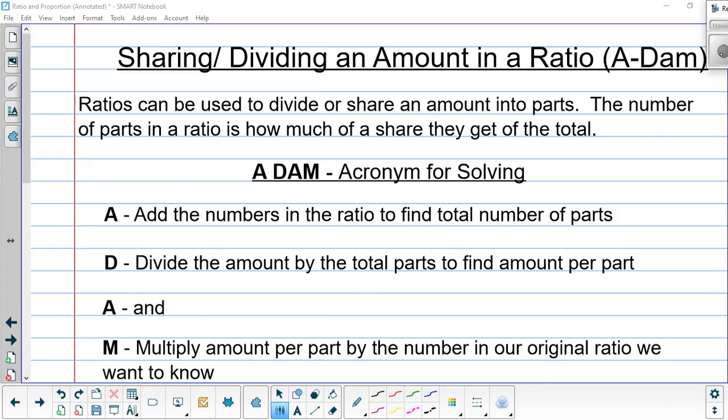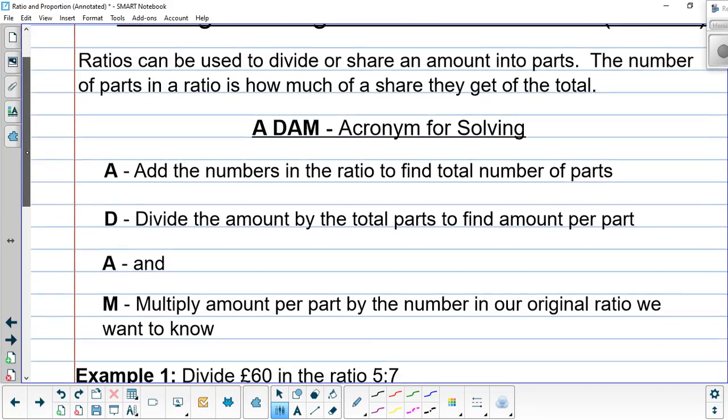Alright, so today we're going to share or divide an amount into a ratio. I sometimes refer to this as ATOM. I've kind of changed over the years and call this ADAM, and you'll see why I call it ADAM instead of ATOM, even though ATOM is easy to remember. So we can share or divide by finding the total parts, then dividing out our amount and then multiplying back in. So the whole thing can be summed up into little steps, so about 3 steps.